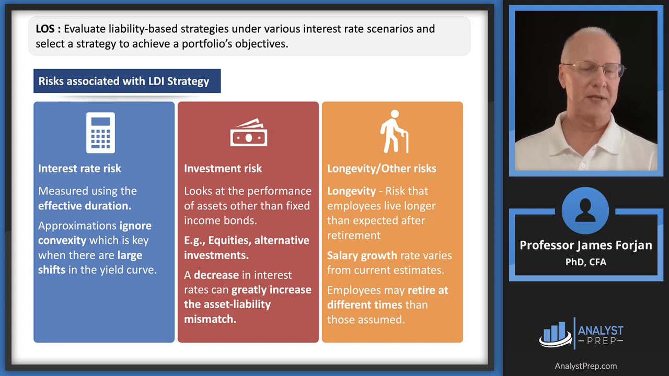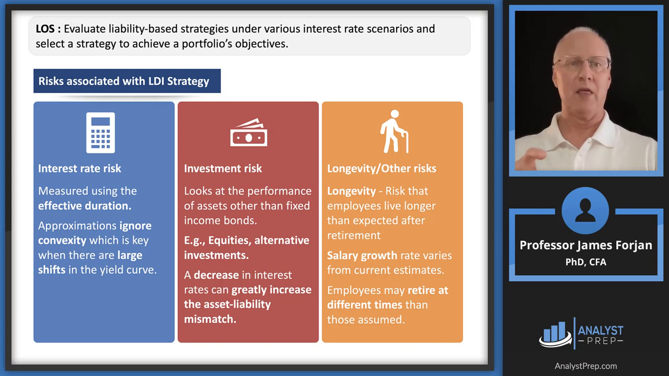But look at that second sentence that we have written down there. These are approximations because it's just the first derivative, and it ignores convexity, which is the second derivative, which we need to consider if there are large changes in the yield to maturity. Now, the way the reading couches this kind of framework is it will use the yield curve. It will say something like, the entire yield curve shifts up, a parallel shift, by 25 basis points, or it shifts downward by 25 basis points. So they'll talk about this in terms of the entire yield curve.